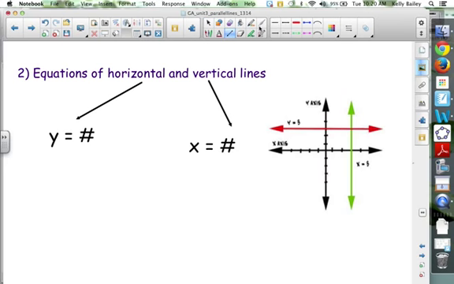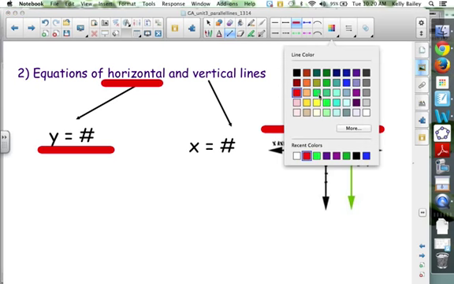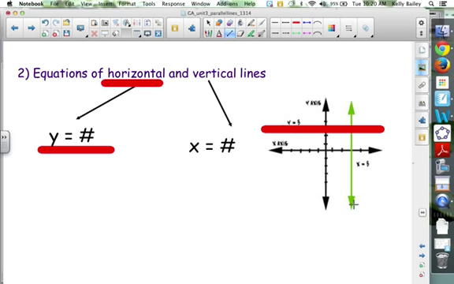Horizontal lines follow the horizon. This is the horizontal line. I made it in red. Horizontal lines go through the y-axis, so their y equals whatever number they're going through. Vertical lines go up and down. Here's the vertical line. I made it in green. Vertical lines are always x equals a number, so x equals whatever x value they're going through.